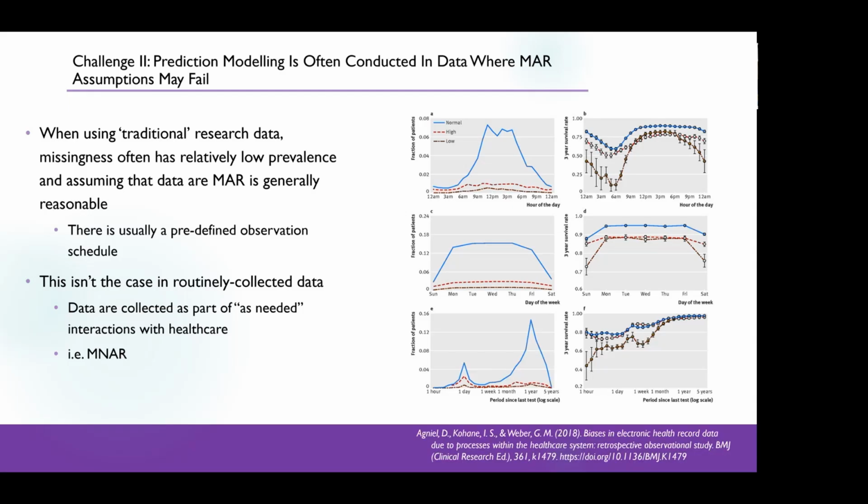We interact with healthcare when we need healthcare or when somebody suspects something's wrong with us. So a nice illustration of this so-called informative observation is this paper that I'm citing on the right, which was interested in looking at the prediction of mortality on intensive care units. And the authors found that the ordering of a particular lab test on ICU was more predictive of outcome than the actual result of that lab test itself.